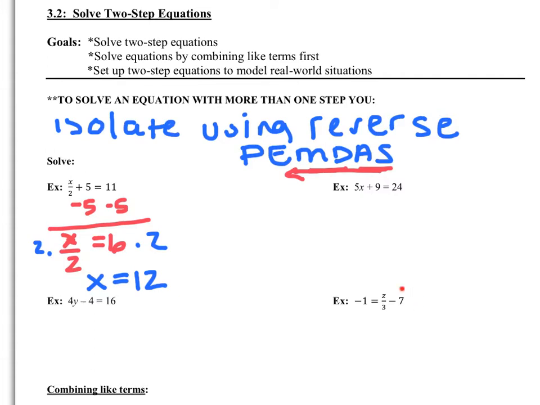Pause the video, try these three examples right here, and then press play when you're ready to check your answers.